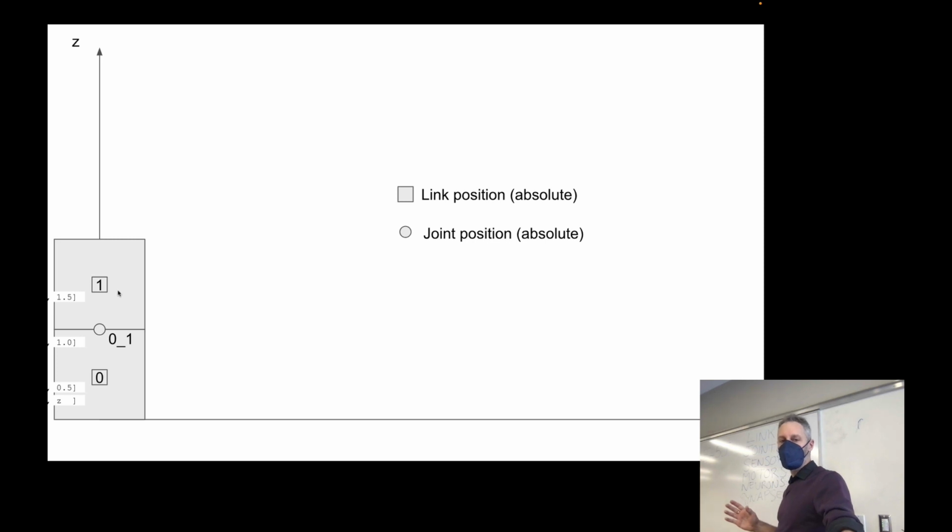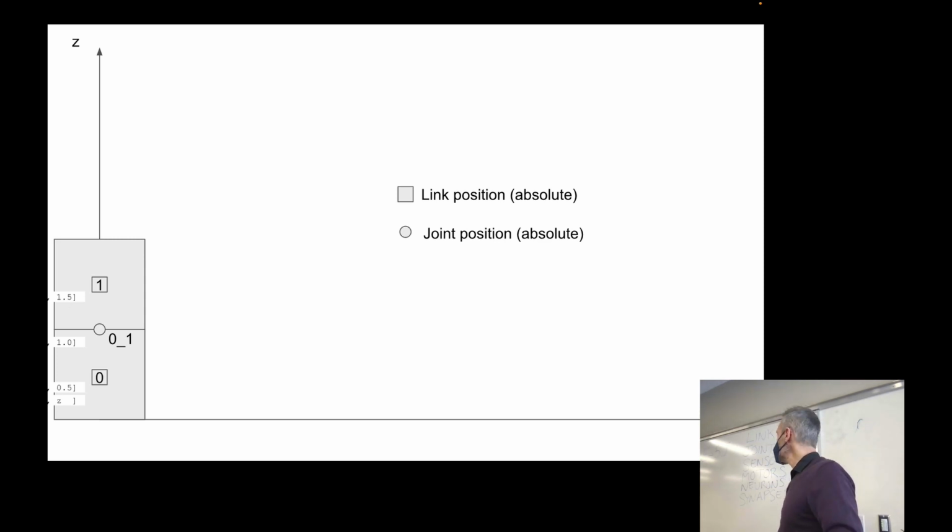Let's imagine in this cartoon example, we create a second link. It has the very creative name of 1. We're going to name our joint here 0_1 to remind us that this particular joint is connecting together links 0 and 1. Yeah? The position of the joint here you can see is at x equals 0, y equals 0, z equals 1. And the center of this new link that we're creating is at position 0, 0, 1.5. Pretty straightforward.